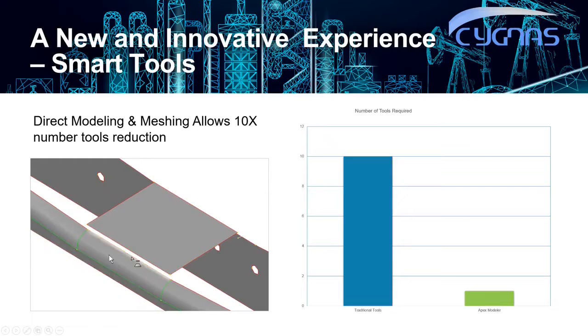Here's another example. You can see here a shell geometry and how easy it is to just drag the shape up and then join, and it's ready to mesh. You can do everything in one tool, which saves you a lot of time. Moving to the next slide.